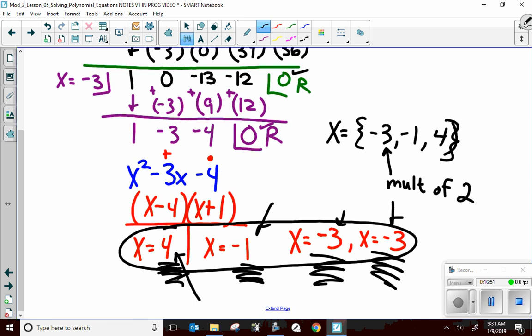Those are my 4 answers. Here's answer number 1 of 4. Here's answer number 2 of 4. This is numbers 3 and 4 because it happens twice. It's my 3rd and 4th answer. Okay? It's a degree 4. I should have 4 answers. Guys are good. Good.